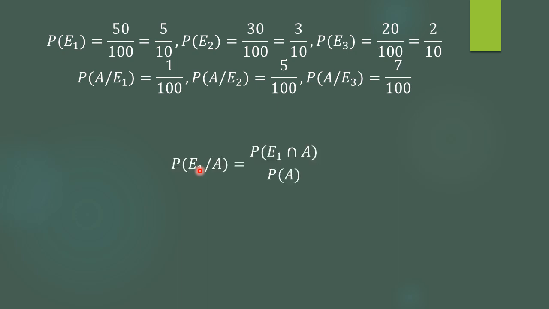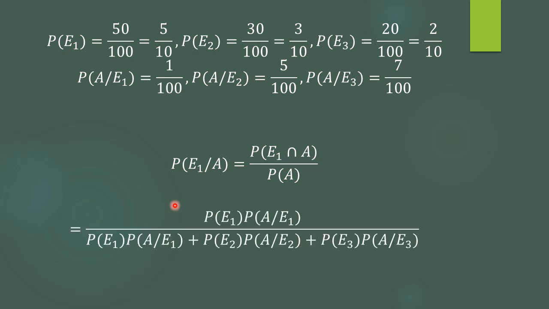Now what they have asked: we get a defective item from the first operator, that is the A operator. So that is E1 given A. Now probability of E1 given A will be equal to E1 intersection A upon probability of A. Now we will use the formula. So that will be probability of E1 into probability of A given E1, upon probability of E1 into A given E1 plus E2 into A given E2 plus probability of E3 into A given E3.